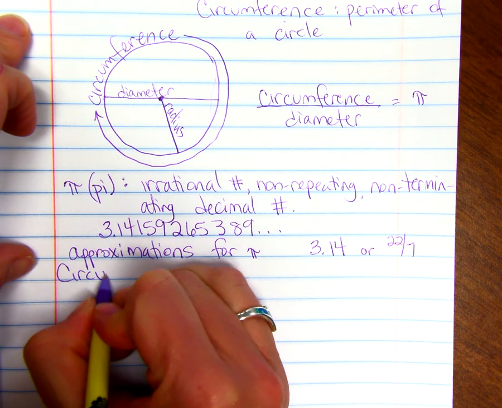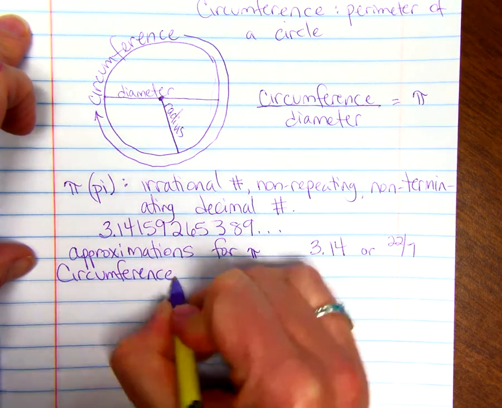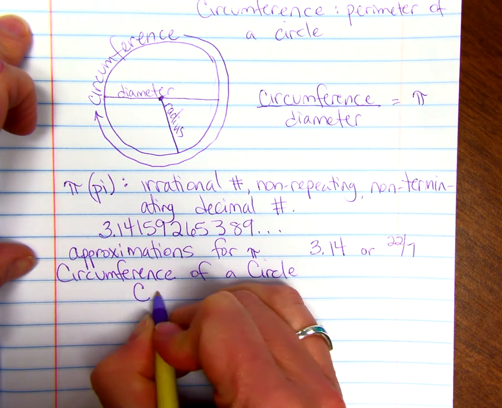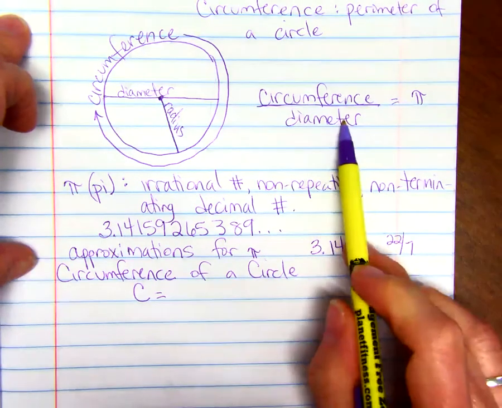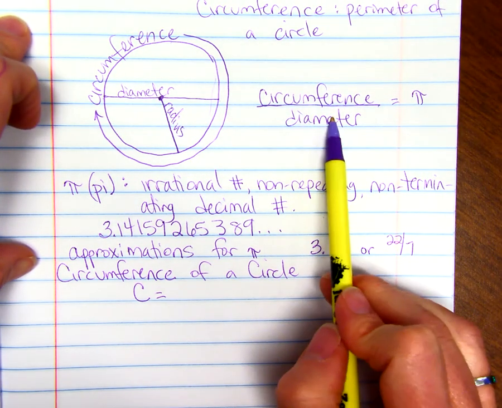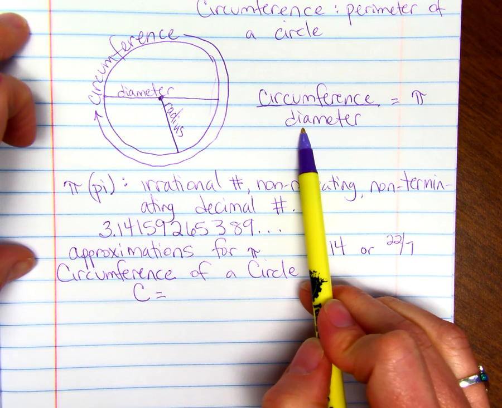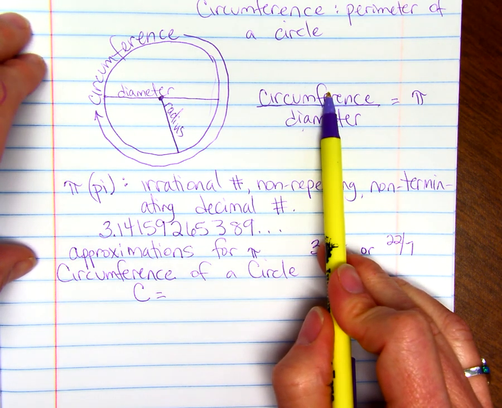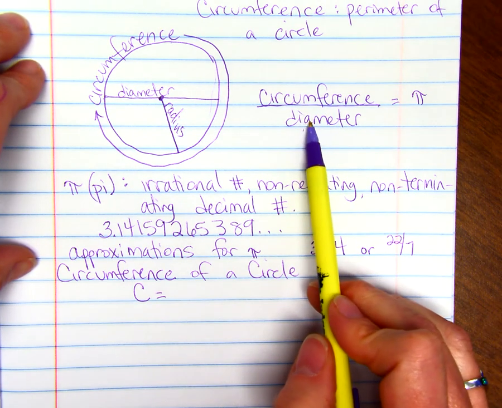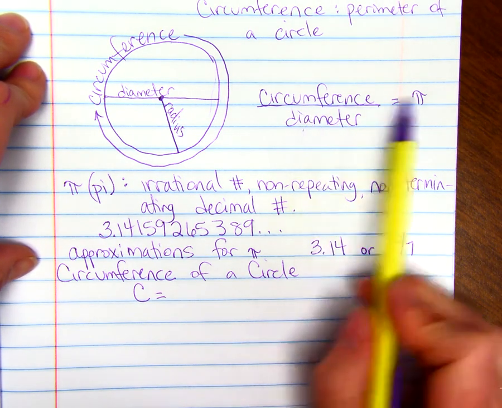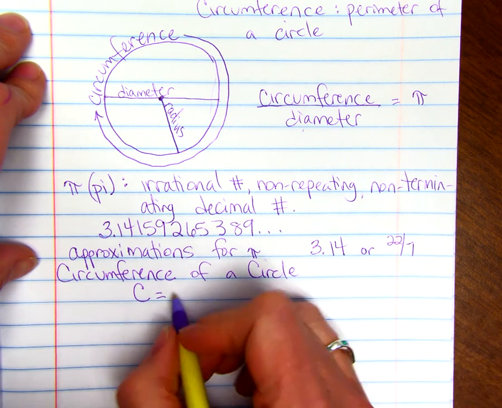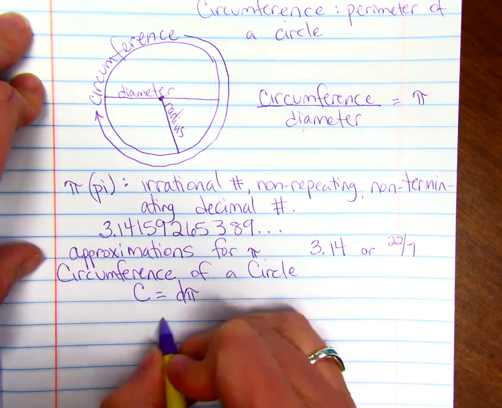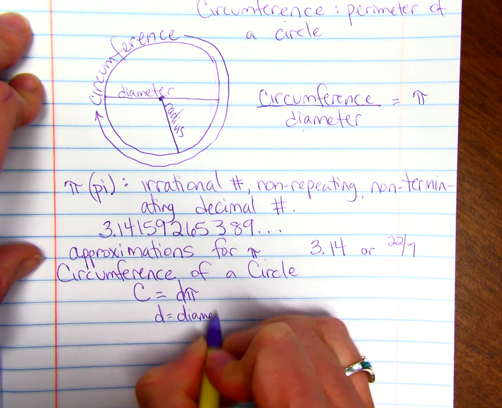If we want to just find the circumference of a circle, we'll call it C. We can take the diameter times pi. So if you look up here, we're dividing by diameter. So if we want to get circumference all by itself, we do the inverse of dividing, which is multiplying. That's what we did in our lesson 38. So we would multiply both sides by diameter. We would get circumference equals diameter times pi. And D just means diameter.